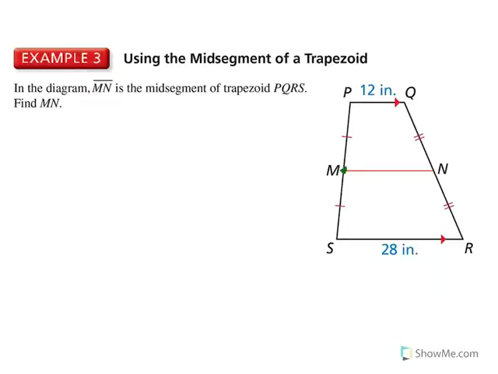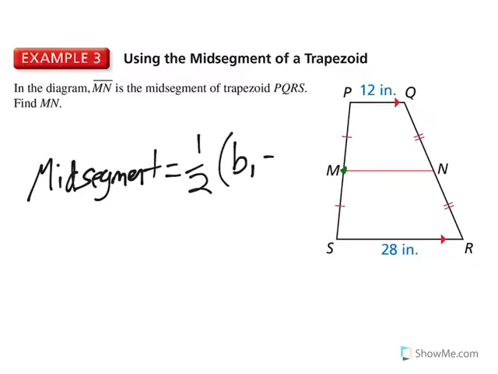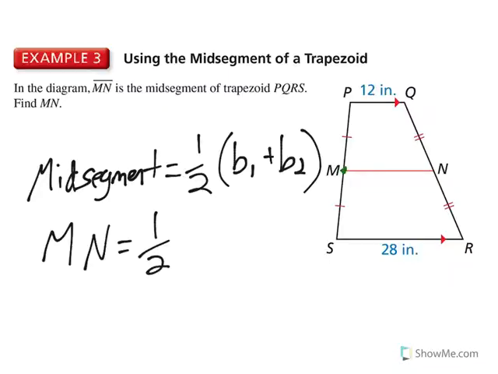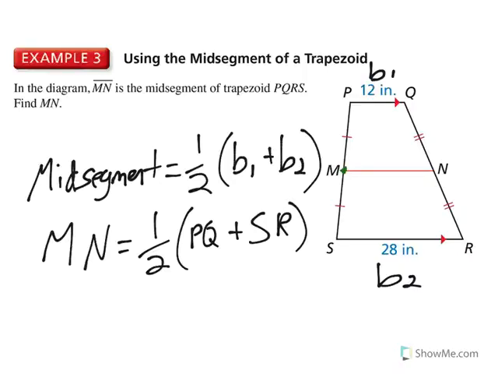So when I do that, my mid-segment is going to equal half base 1 plus base 2. Okay, so in this case, my mid-segment MN is going to equal half. My base 1 is, you can label them either way. It's going to give you the same answer either way. So if I want to call my base 1 the one at the top, then I would do PQ plus base 2 is my SR. And so I'm going to plug those in.